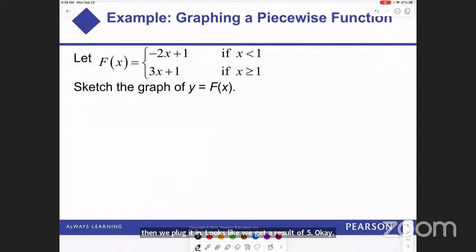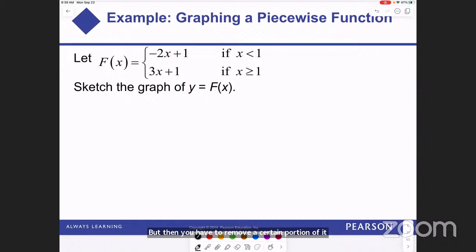So then here in sketching a graph of a piecewise function, again, these are just multiple functions on one graph. So in this example, we have two linear functions, y equals negative 2x plus 1 and y equals 3x plus 1. So if we were going to graph this piecewise function, you can graph both of those like normal, but then you have to remove a certain portion of it, right?